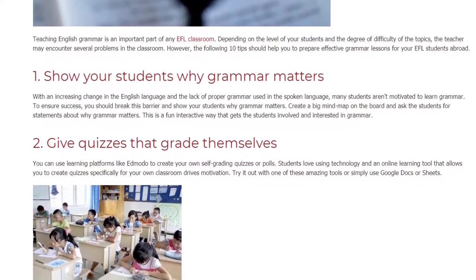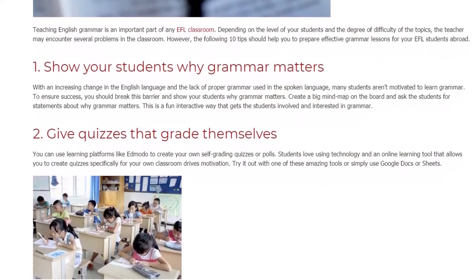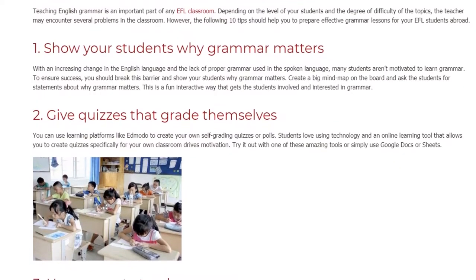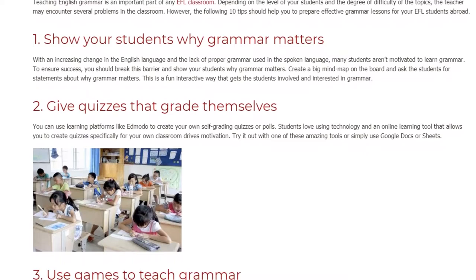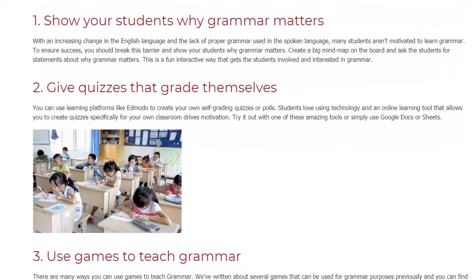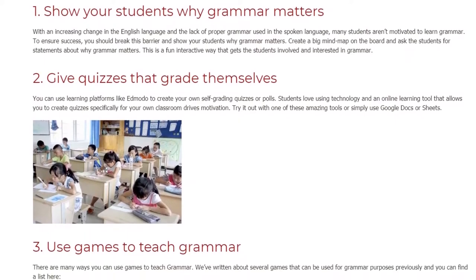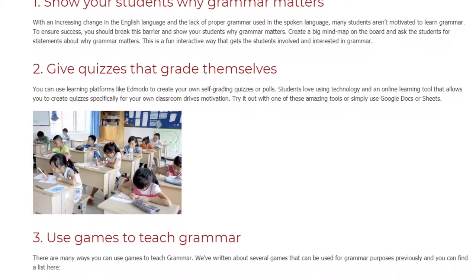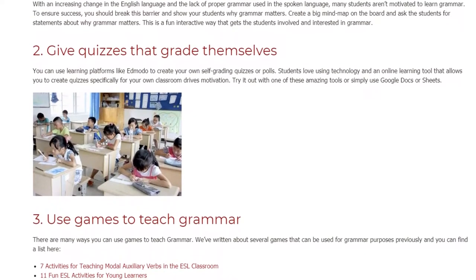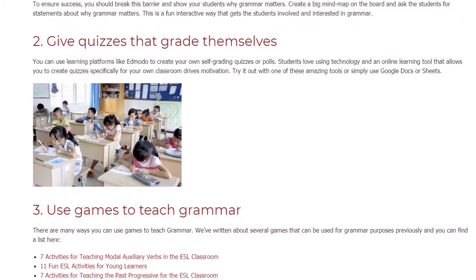This is a fun interactive way that gets the students involved and interested in grammar. 2. Give quizzes that grade themselves. You can use learning platforms like Edmodo to create your own self-grading quizzes or polls. Students love using technology and an online learning tool that allows you to create quizzes specifically for your own classroom drives motivation. Try it out with one of these amazing tools or simply use Google Docs or Sheets.